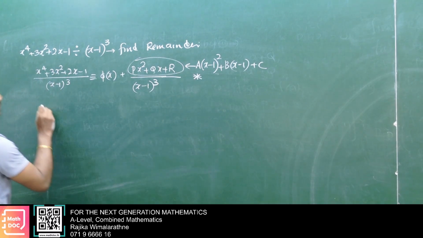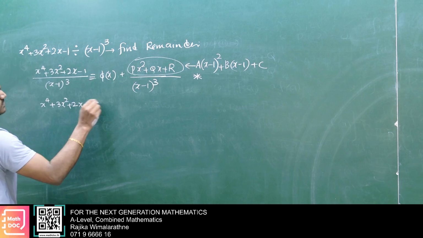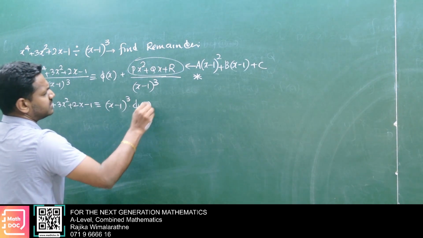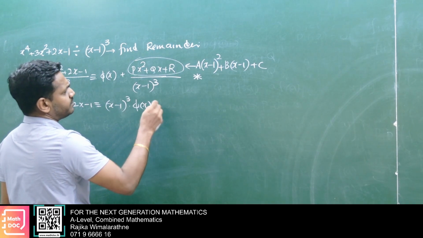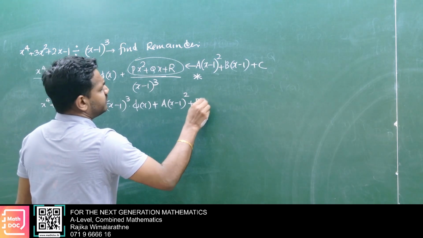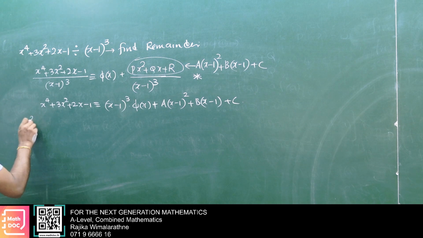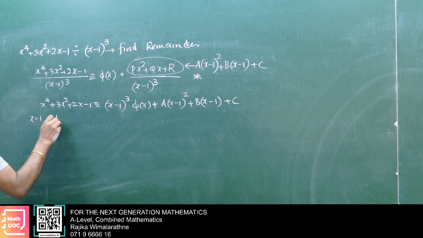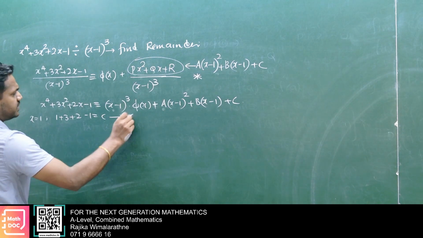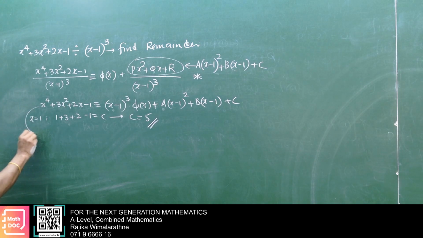Then x to the power 4 plus 3x squared plus 2x minus 1 equals (x minus 1) cubed times p(x) plus a times (x minus 1) squared plus b times (x minus 1) plus c. So here it is. Now you put x equal to 1: 1 plus 3 plus 2 minus 1 is 5, and the other terms are 0, 0, 0, c. Then the c value is 5. Then differentiate.